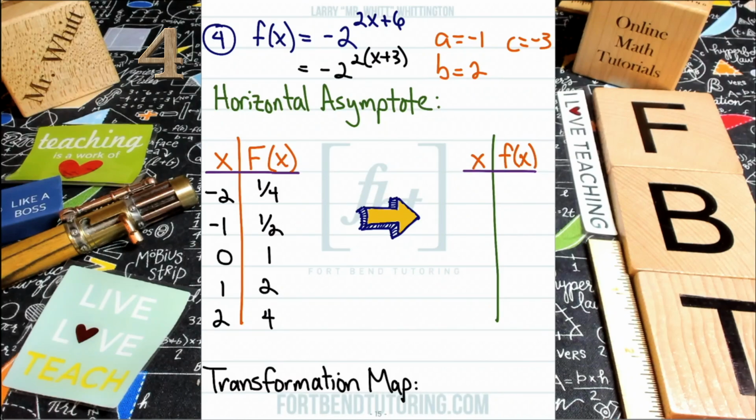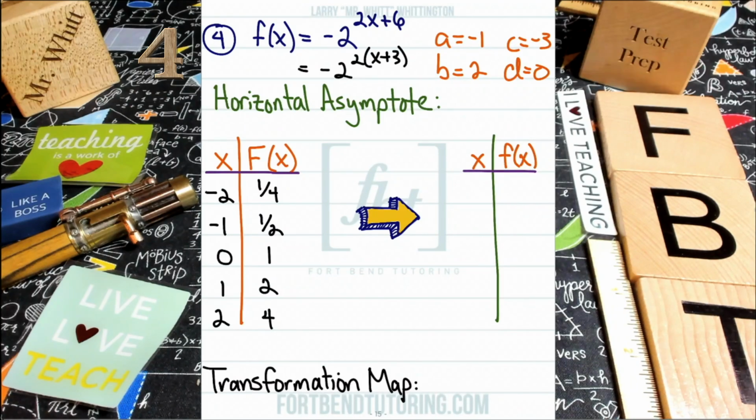If you're one of those people that are curious about the D value, that D value would equal 0 because we don't have an additional constant here adding to or subtracting from our initial expression. So your D value is 0, which means there's no vertical shift, which means your horizontal asymptote will remain at y equals 0. According to our transformation map, I'm going to say that for every original point, we're going to have the following transformation.